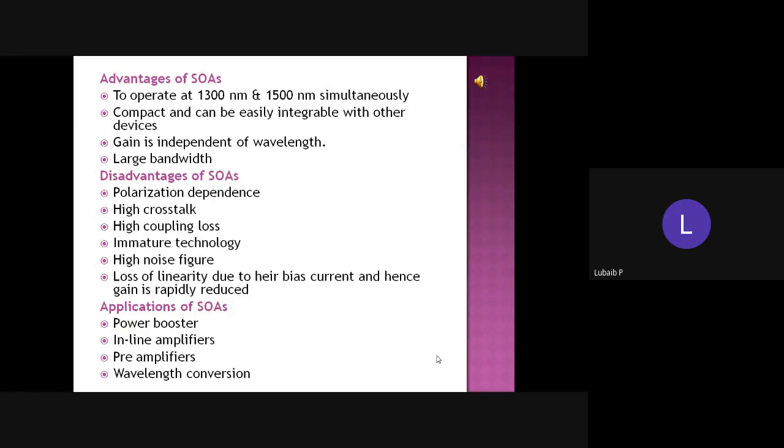There are some applications of semiconductor optical amplifiers: they are used as power boosters, in inline amplifiers and in pre-amplifiers. That was mentioned earlier at the start of this module, where we discussed what an inline amplifier and a pre-amplifier are. These semiconductor optical amplifiers can be used as pre-amplifiers or inline amplifiers, and also for wavelength conversion.